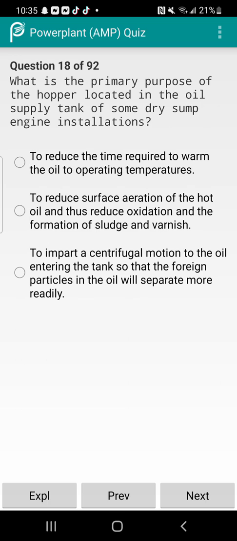What is the primary purpose of the hopper located in the oil supply tank of some dry sump engine installations? To reduce the time required to warm the oil to operating temperatures.